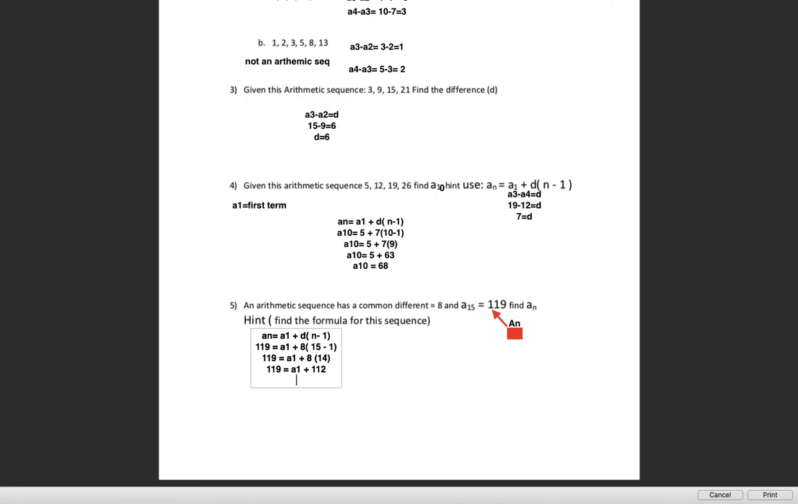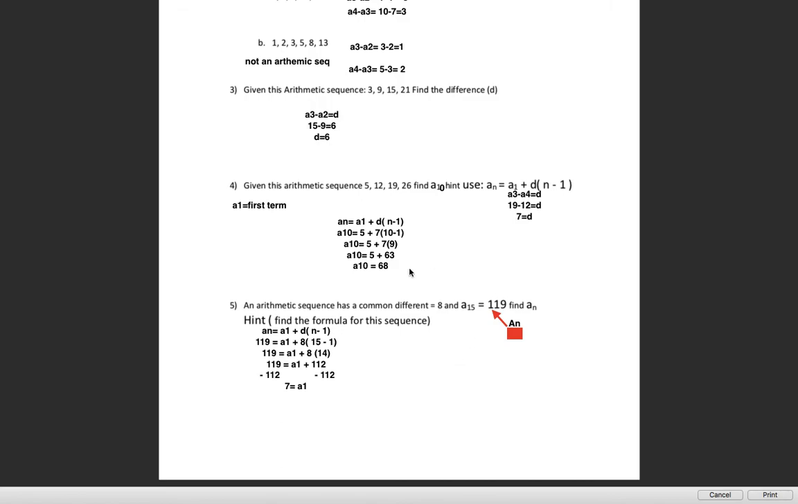Now our last step is we have to figure out a way to get this 112 to the other side. I hope everyone remembers that in order to get something to the other side, you have to do the opposite of what it's doing. Right now, this 112 is adding, so we have to subtract it. And what you do to one side, you have to do to the other, so we subtract it on that side too. So 119 minus 112 is 7. That equals A1, because this side comes out to 0. Oh my god, we found A1.